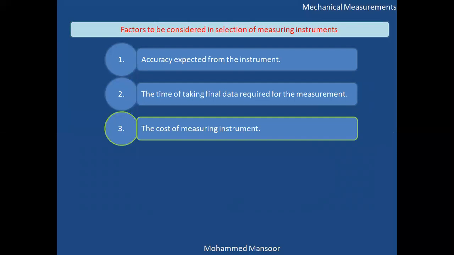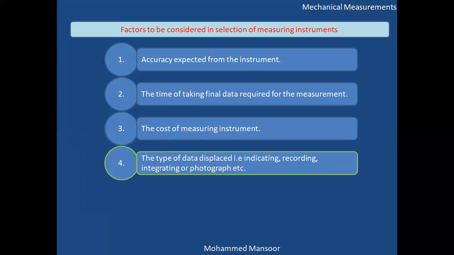Next, we have the cost of the measuring instrument. If the cost of the measuring instrument is very high, then that will definitely affect the manufacturing process. Yes or no? If you require very accurate or very high precision instruments, then the cost will depend on that. And if it is not so required, then that will also affect the cost of the measuring instrument. If you require a very costly one, they are available. If you require affordable instruments, then they are also available.